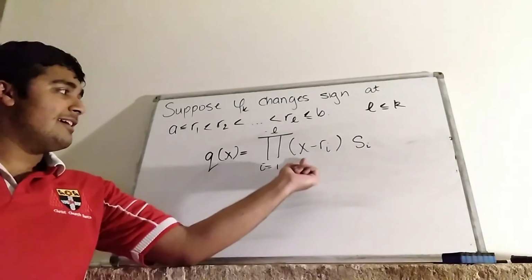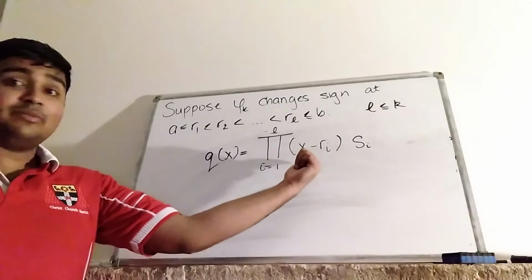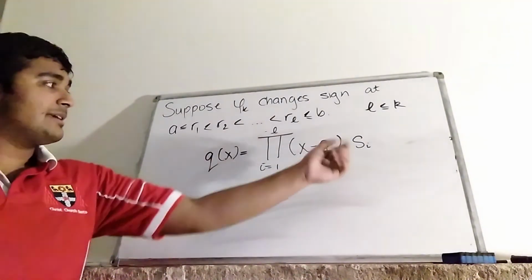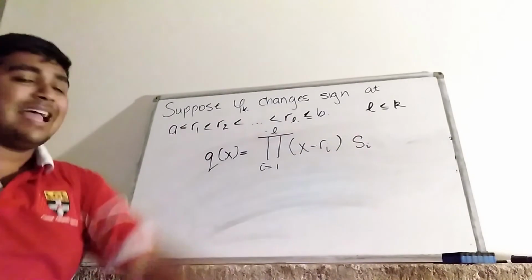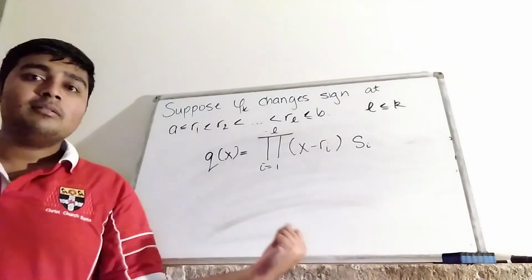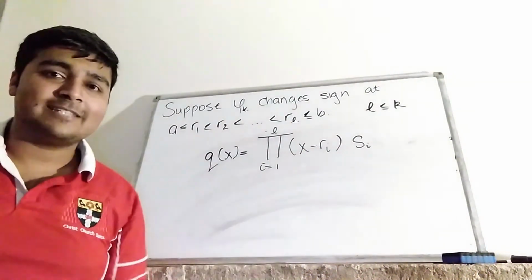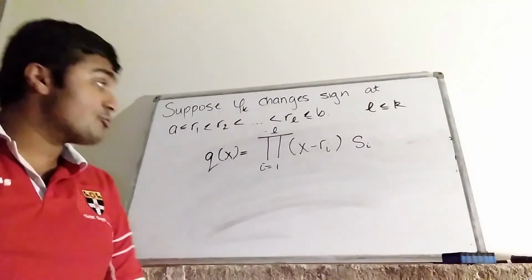Well, let's look at x. Firstly, this is a polynomial of degree L, quite clearly, because Si is just some constant, and each of these terms is linear in x, and we've got L of them, so we're going to get L linear factors of x multiplied together to give us a polynomial of degree L.